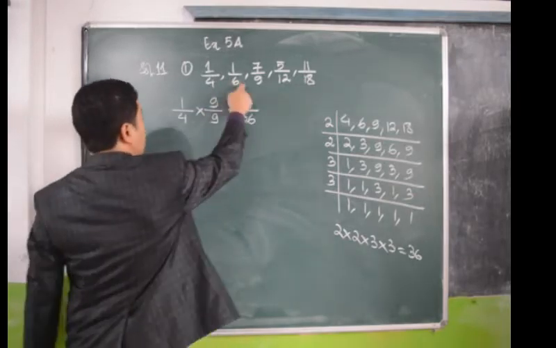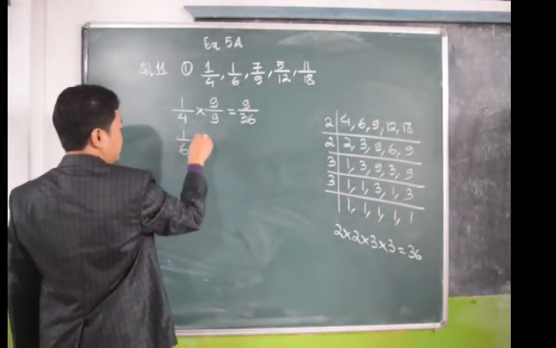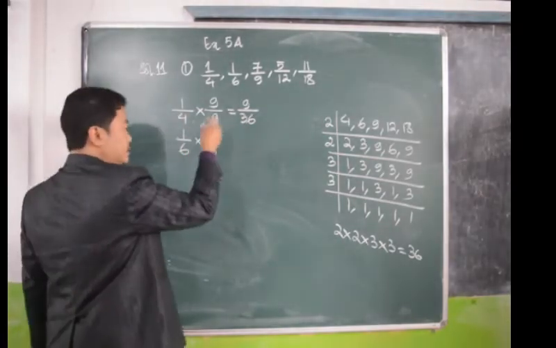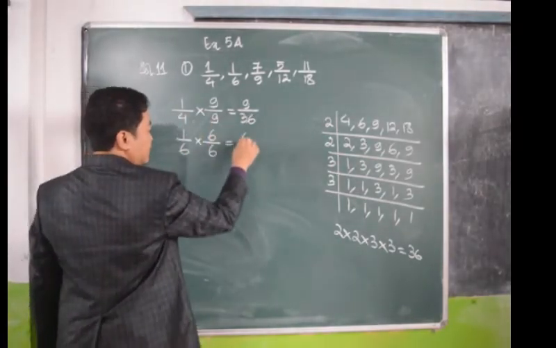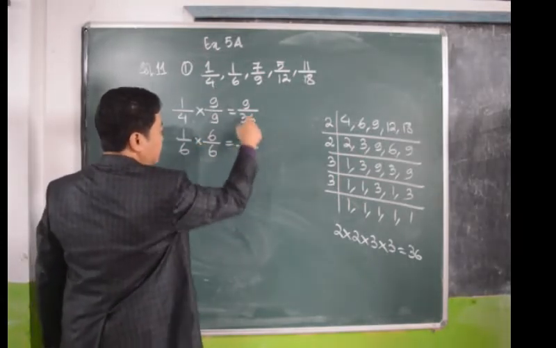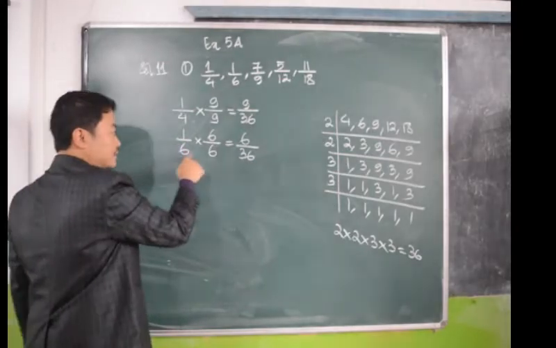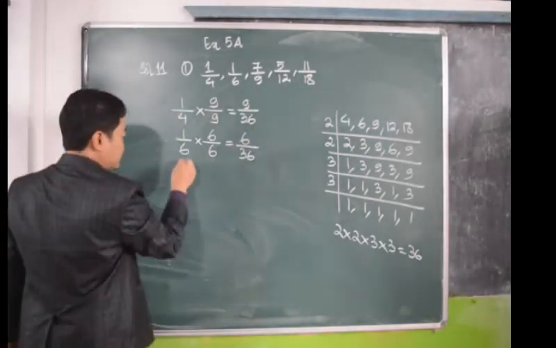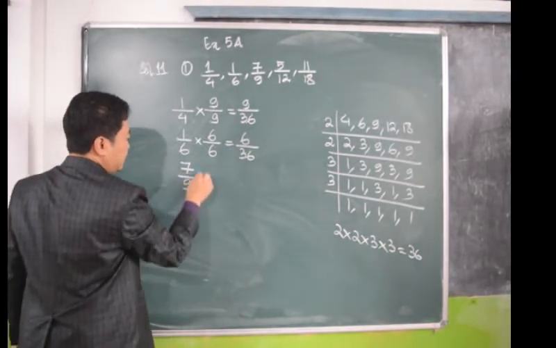Now see another one. 1 by 6 we have. 1 by 6 into... now 6 times is 36. Whatever we multiply in the denominator, we need to multiply the same in the numerator as well. So here we have 1 into 6. Now 6 into 6 is 36. Now see, we are converting the given fractions into like fractions with the same denominators. Is it understood?